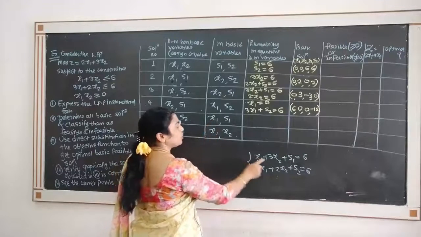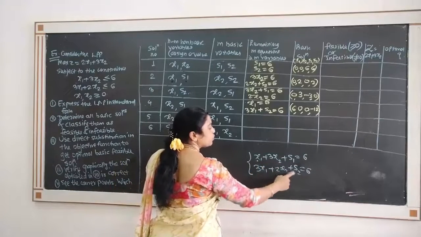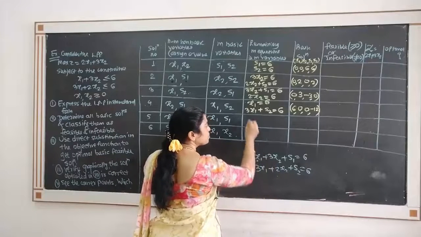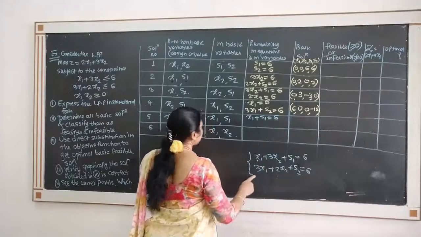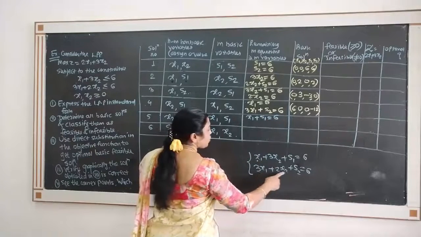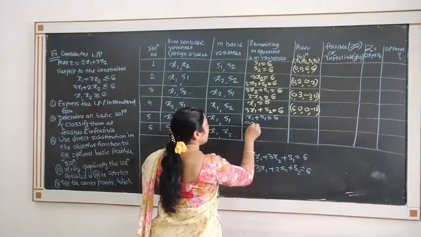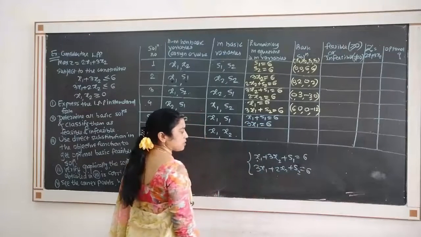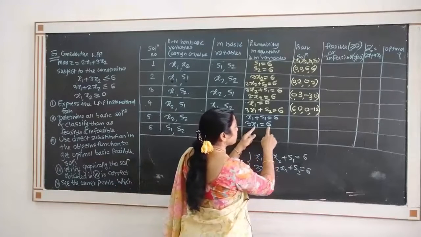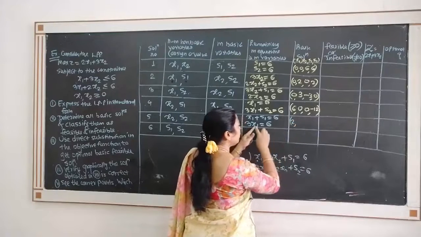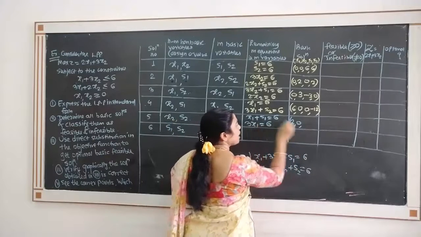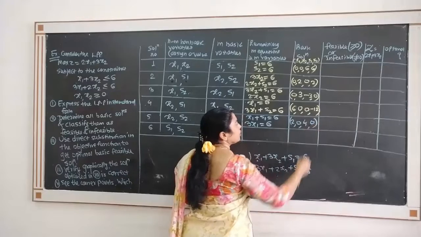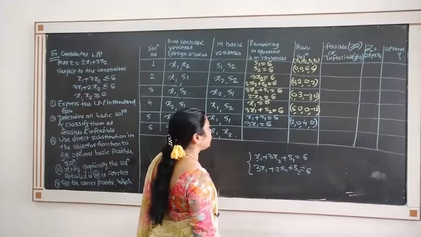What do we have? We are substituting x2 and s2 equal to 0. With x2 as 0, the first equation remains with x1 plus s1 is equal to 6. In the second equation, we are putting x2 and s2 to be 0, so it remains with 3x1 is equal to 6. Because 3x1 is equal to 6, we have x1 is equal to 2. So we get x1 to be 2 and x2 to be 0. Putting x1 is equal to 2, s1 comes to be 4 and s2 comes to be 0.